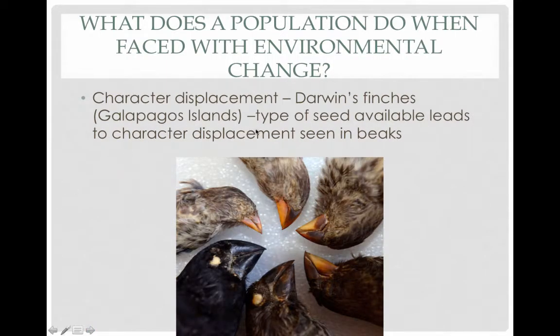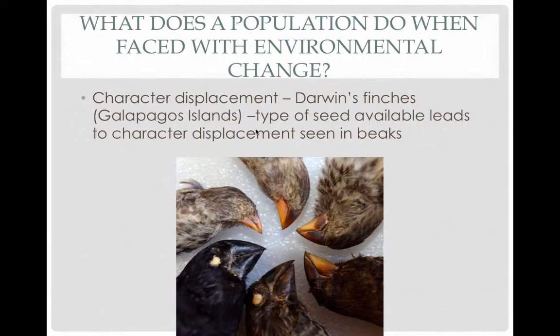All right, character displacement, just as a reminder. Those birds that are right there are all from the same species, but you can see they have vastly different beaks. Character displacement is when you see more of one particular type of character when an environment changes to favor that particular characteristic. Remember, they don't magically create these adaptations. The adaptations already have to be in place.